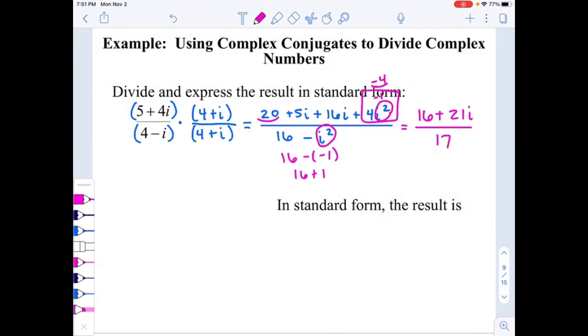Now they want it in standard form, which means they want the real portion added with the imaginary. That means we need to break up that fraction into 2 pieces. We're going to have 16 over 17 added with 21 over 17 with the imaginary unit behind it. So all you're doing is breaking that into those 2 separate pieces.